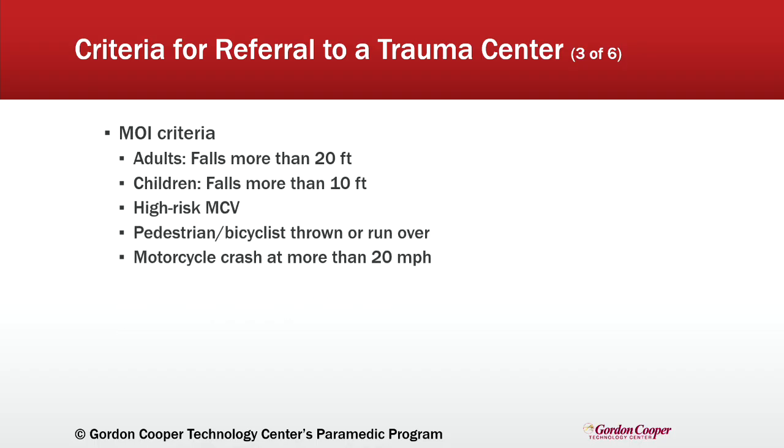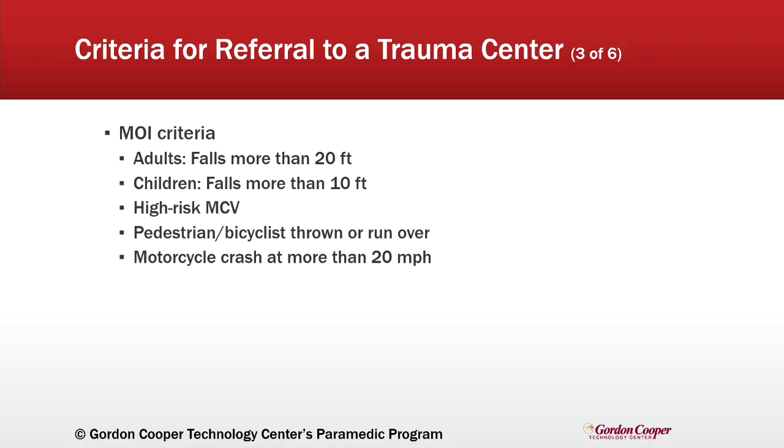If a patient has a significant mechanism of injury, they should be transported to the closest appropriate trauma center. For adults, this includes falls of more than 20 feet. For children, that's a fall of more than 10 feet or 2 to 3 times their height.